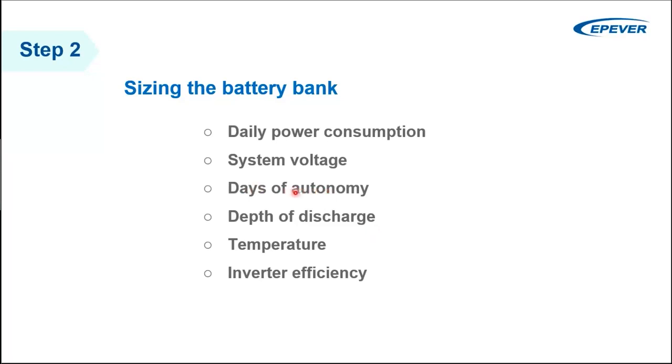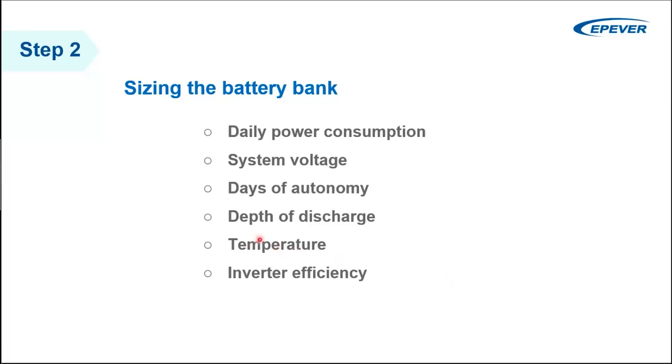Days of autonomy is the number of days that you can continue using your battery bank without having solar power available. If it's a cloudy day, or there is no sun at all in your area, you should be able to provide power from your battery bank to your consumers. So days of autonomy could be 2 or 3 days, based on what you need and where you are designing the system for.